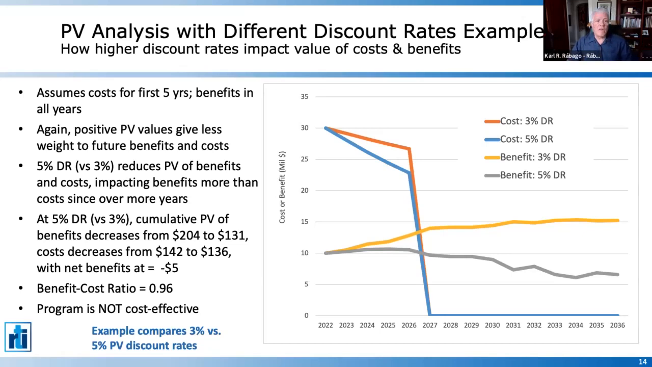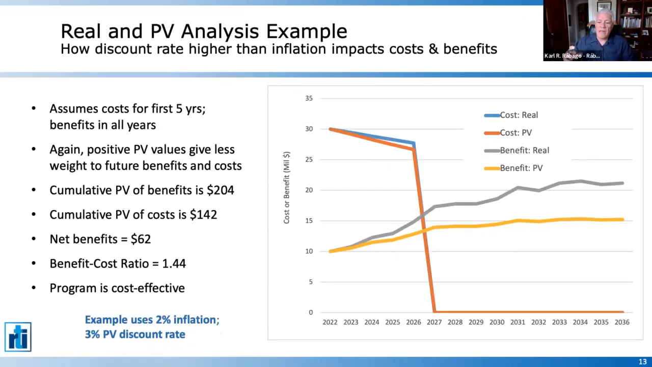So in this previous example here, where we've got an inflation rate of 2%, but a 3% present value discount rate, let's say the utility decision maker has said, yes, I believe that if I do nothing, inflation is going to operate at 2%. But because of our financials, we have to use a 3% discount rate. It is 2% plus 1% more.